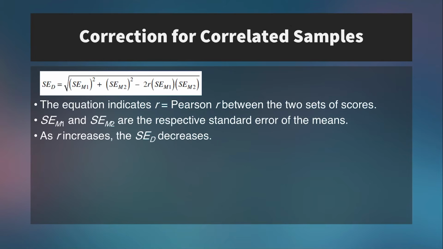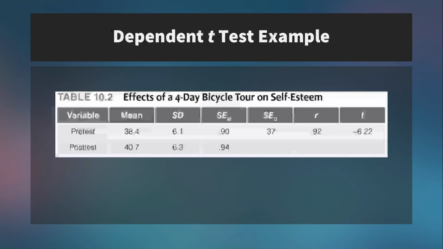Now because these scores are correlated, the Pearson R correlation coefficient, or R, will factor into the standard error of the differences. And you can see here in this equation, this 2R, and because we're subtracting this chunk of the equation, the larger that R is, the smaller that the standard error of the difference will be. So this means that the greater the correlation between the pre-test and the post-test scores, the smaller the standard error of the difference will be. So let's look at an example.